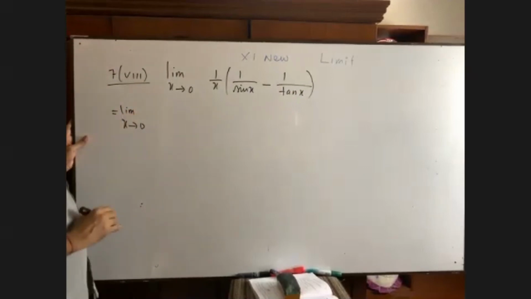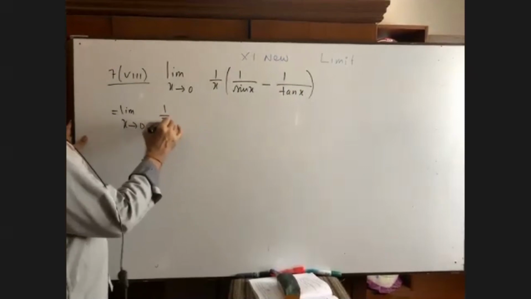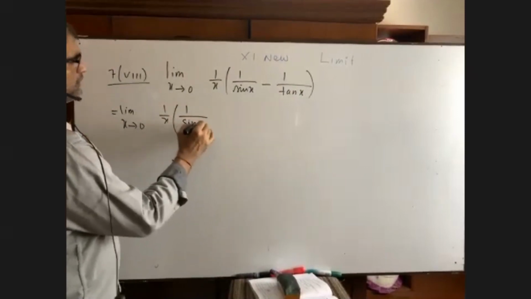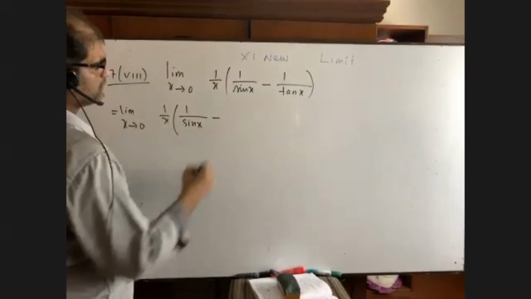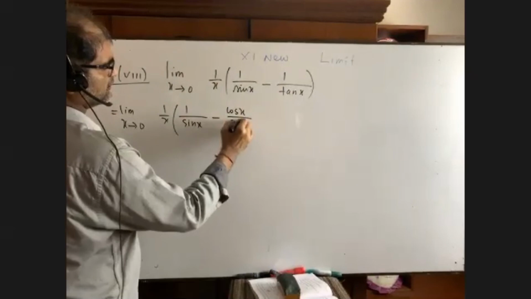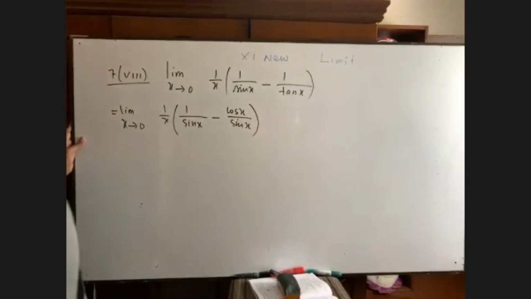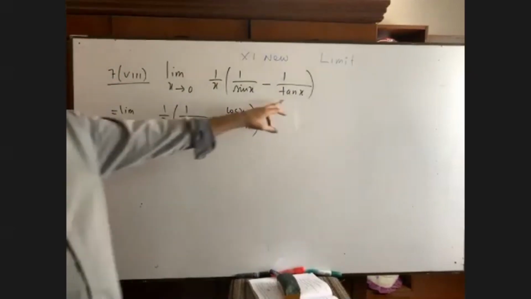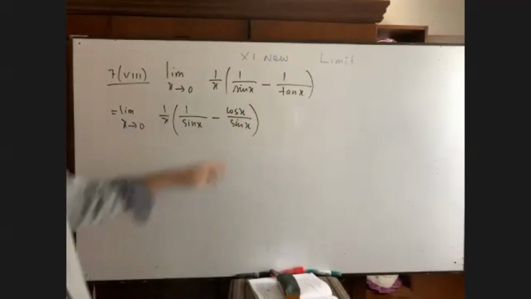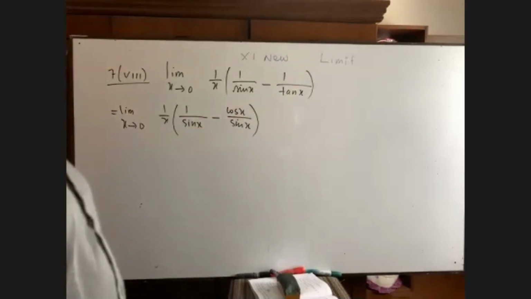X tends to 0. 1 by x, 1 by sine x. Here it is what? Can you tell me please? Cos x by sine x. Am I right? Tan x means what? Cot x. 1 by tan x means what? Cot x. Cot x means what? Cos by sine. Right?